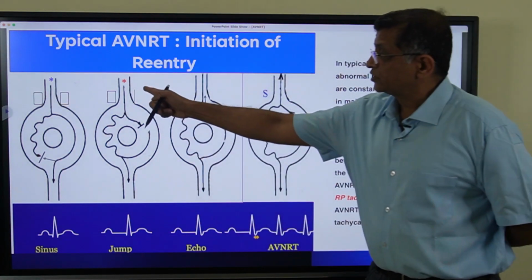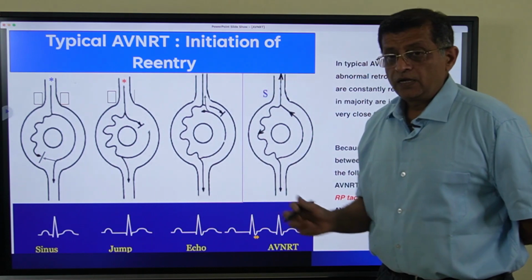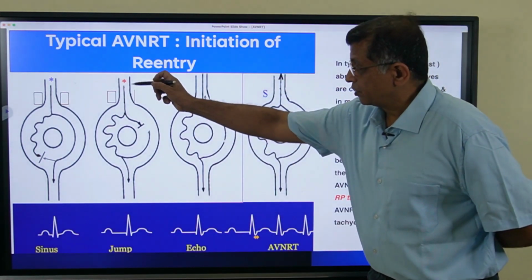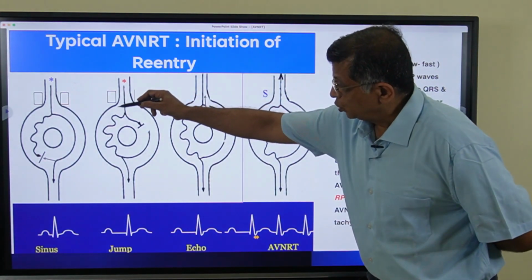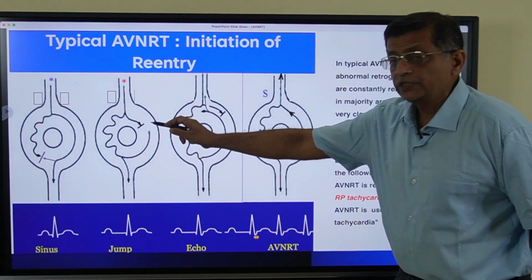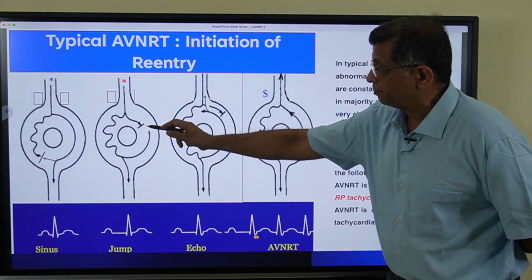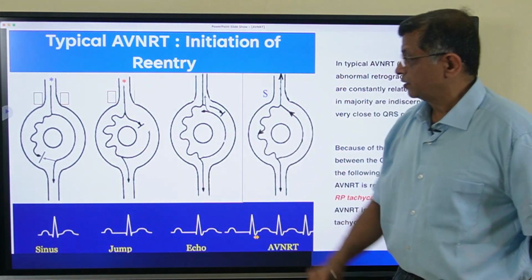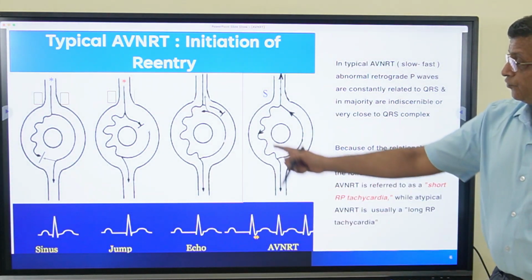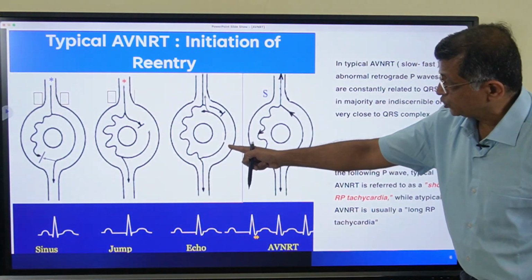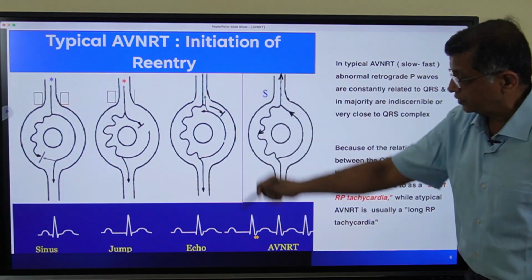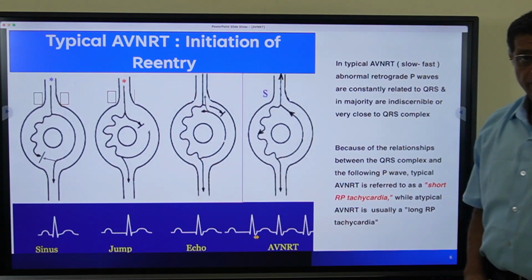Now the impulse has come earlier, so this is an atrial premature contraction. It goes through the slow pathway because the fast pathway is refractory, and it does come back via the fast pathway, but the fast pathway is blocked here. Now if this pathway conducts the impulse towards the atria, then this forms an echo beat, right?